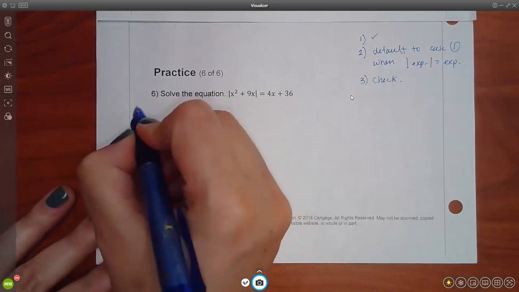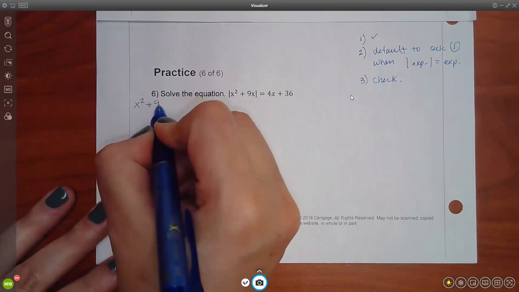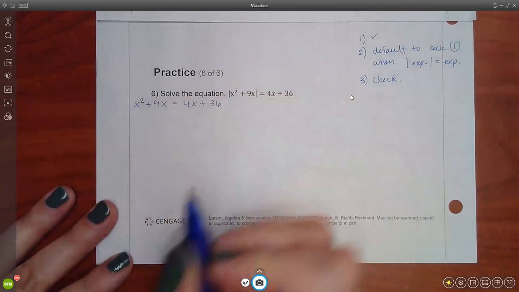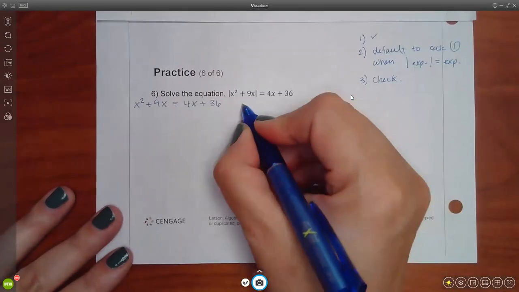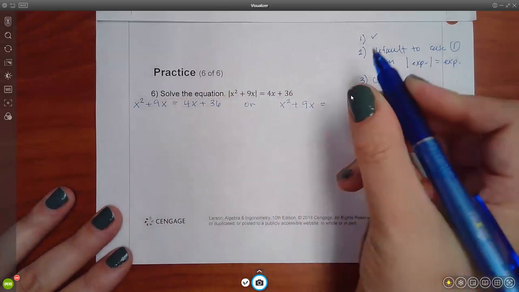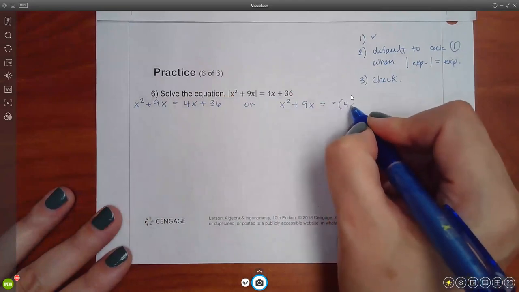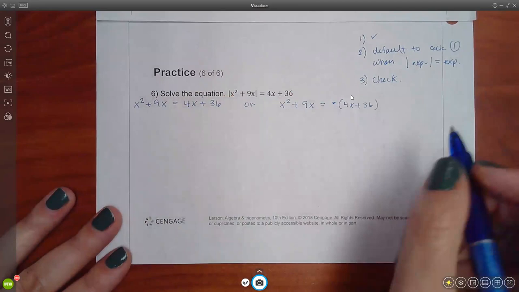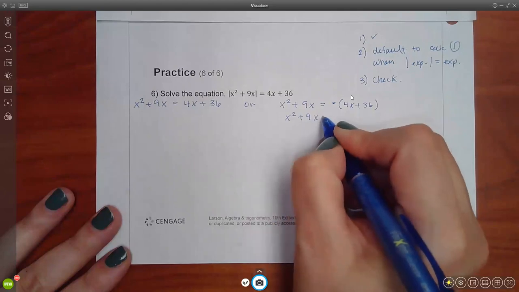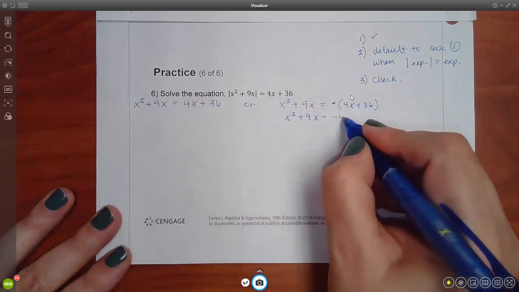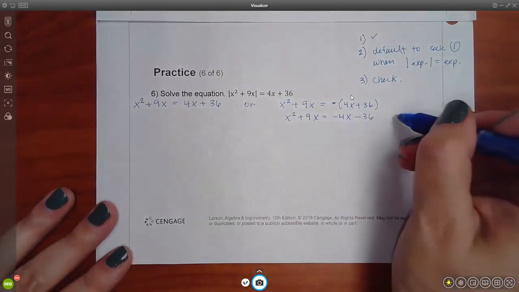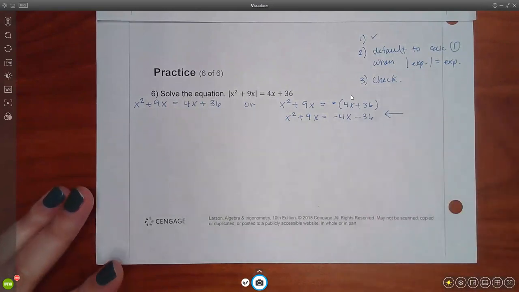So I'm going to do what case 1 says to do. Take this expression and equal it to exactly the same expression that's on that side. But then I've got to put my word or and take the same expression that's on the inside and equal it to the negative of the other expression. Now you can write this step. Normally I don't. Normally what I do is I change all of these guys' signs. So I change that to a -4x and I change that to a -36.